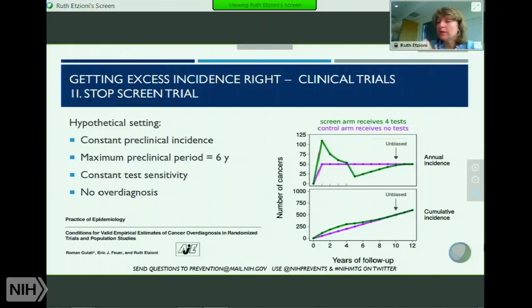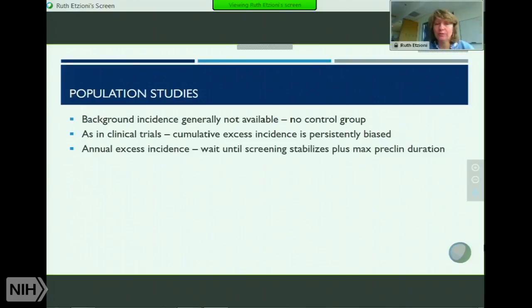But when does this happen? In this case, we had a period of 4 screening tests. So the point of unbiasedness happens when screening ends plus the maximum preclinical period, not when screening starts. So we can remedy the problem of cumulative excess incidence when we have a stop-screen trial. What about population studies? Well, population studies present a problem because background incidence is generally not available. We don't have a control group like in a clinical trial. But if we can estimate the background incidence, the same considerations will apply in the population setting.